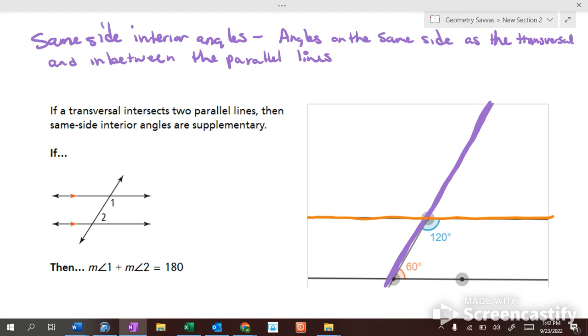So the two angles in this picture are in between the two orange lines, in between our parallel lines, and both to the right side of the purple line of our transversal. So they're in between and on the same side. So in between and on the same side: interior angles.